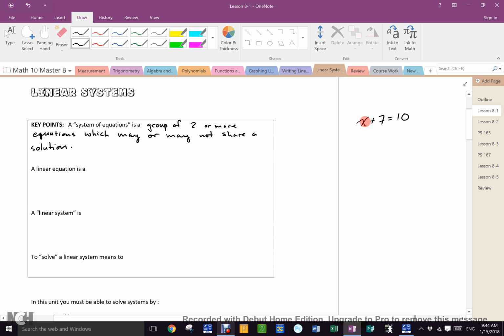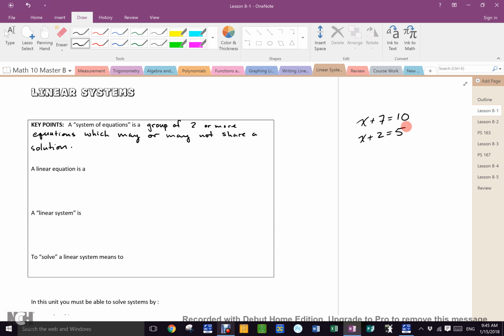Now, is that a system of equations yet? Why? Because it's only one equation. Everyone agree? Okay. So to make this a system, I would have to add another equation to it. So is that a system now? Do they share a solution? What is the solution that they share? X equals 3. Is everybody cool?